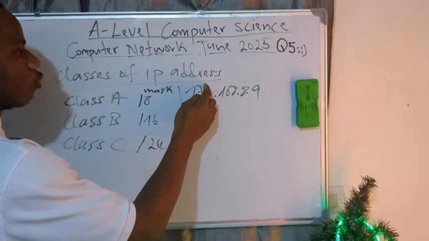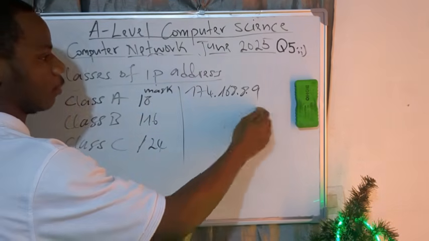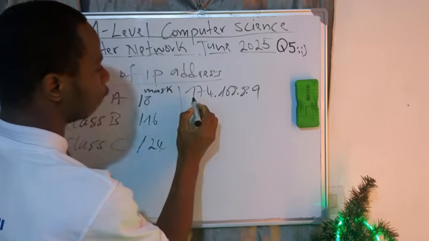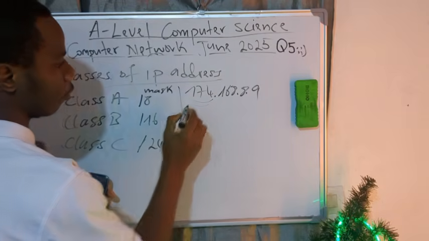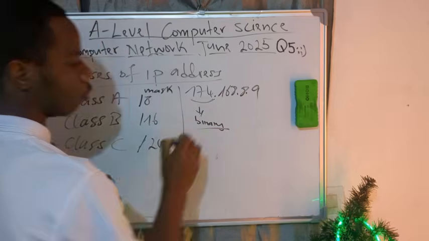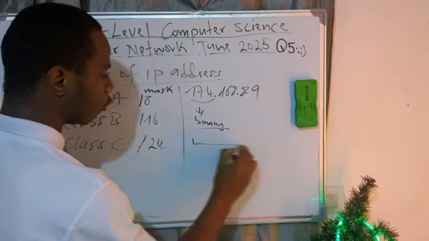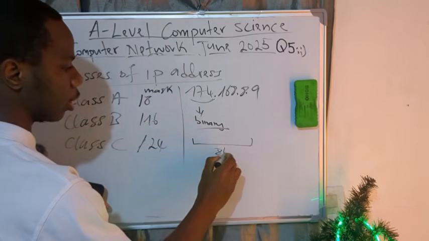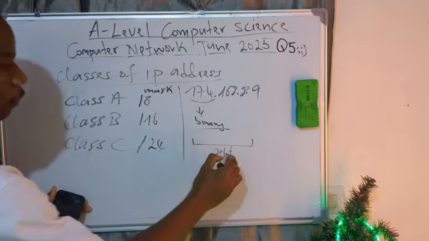Good. So for you to know if this address is a class A or class B or class C, you will take this first number here. Follow very well. You will take this first number, you will convert it to binary. Now when you convert to binary, you have something in what? In 8 bits. Take note of things like that.